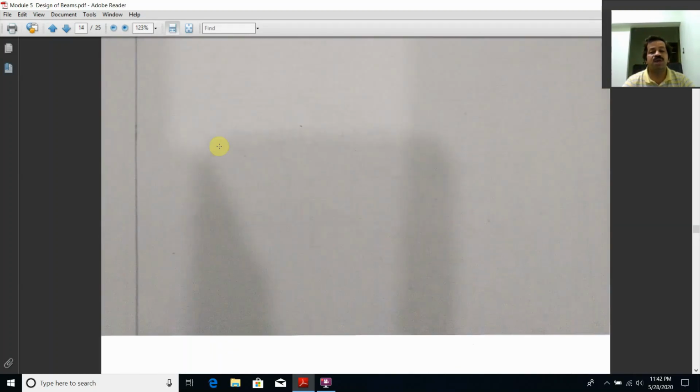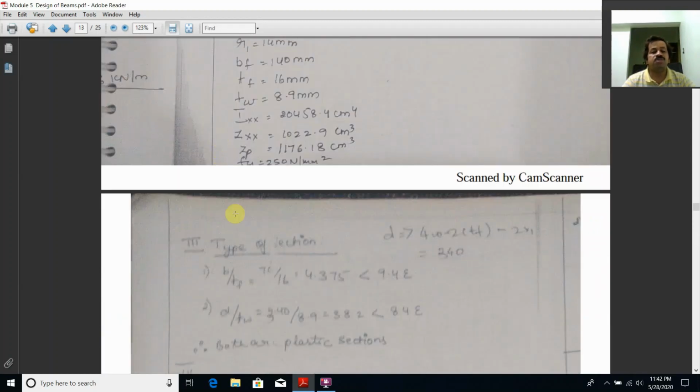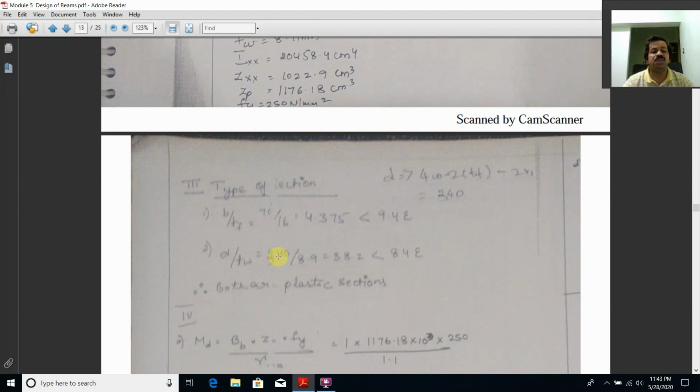So hence, with that regard, here as per the problem, B is equal to 70, that's 140 half, by 16. So hence less than 9.4. Like that, D by T_W. What is D? How do I calculate? The overall depth is 400 minus 2 times T_F minus 2 times R1. So substitute the value of R1 here and you will be getting 340. So 340 by 8.4 is lesser than 84. Hence both are plastic.